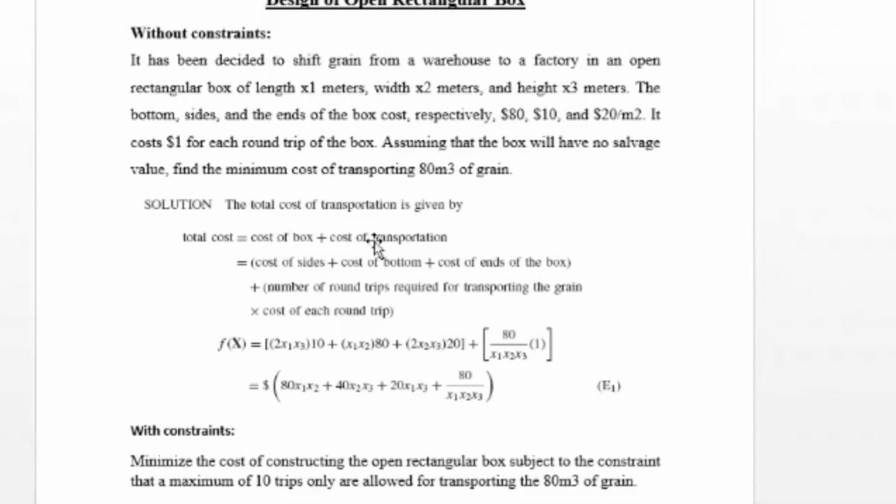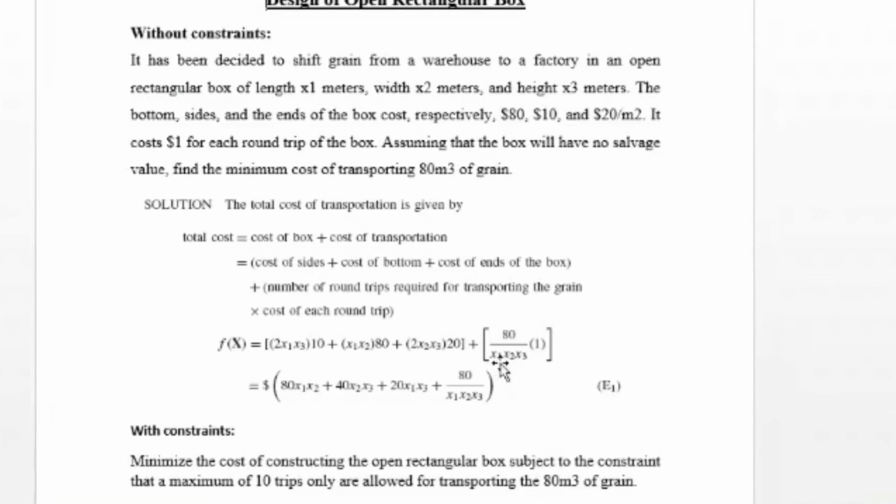So the cost of the box plus the cost of the transportation. In such a way, we have to find the total area of the bottom side, the total area of the sides, and the total area of the ends, and then the per square meter cost with respect to each side is given, so that the total cost of all sides we can find out, and then the cost of transportation. The total volume of the grain to be transported is 80 cubic meters. Per trip, how much volume of grain can be transported? That is equal to the volume of the box.